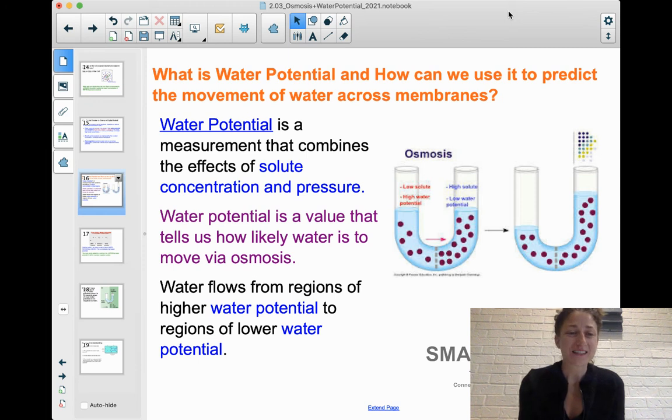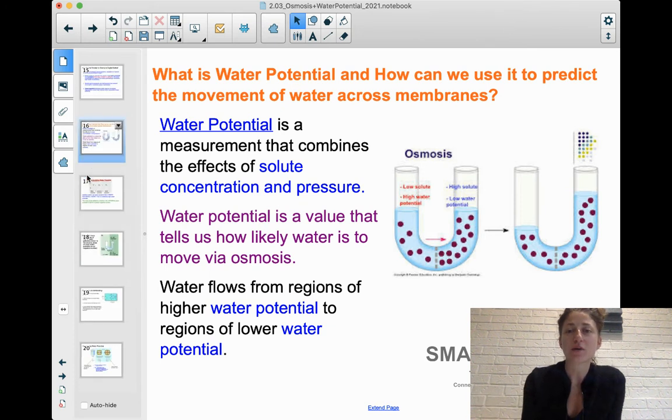Hey team, this is your second video on water potential, and we are going to discover what it is and how we can use it to predict the movement of water across membranes. Water potential refers to a measurement that combines the effects of solute concentration and pressure. We've already seen that solute concentration is going to affect where water moves. Water potential also takes into account pressure, right? A push or a pull.